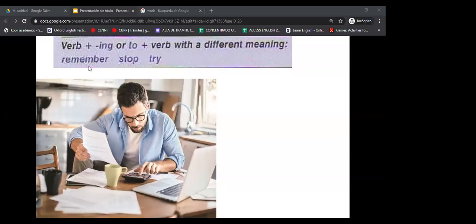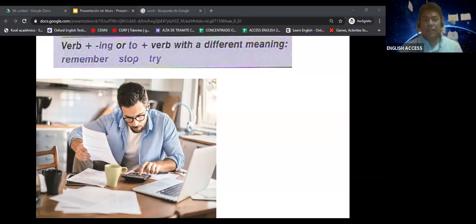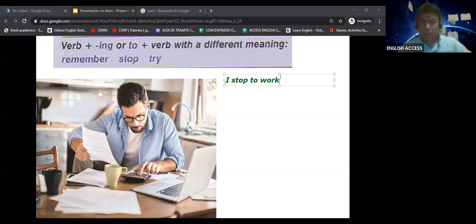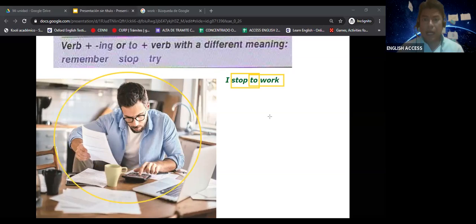Yes, teacher. Okay. So verb with ing or to plus verb. We're going to use the verb stop. I stop to work. Okay. When you have to work, right there, to work. And to means the reason. The reason for the verb stop. So I stop to work. Okay, so you work. I stop to work. Yes?